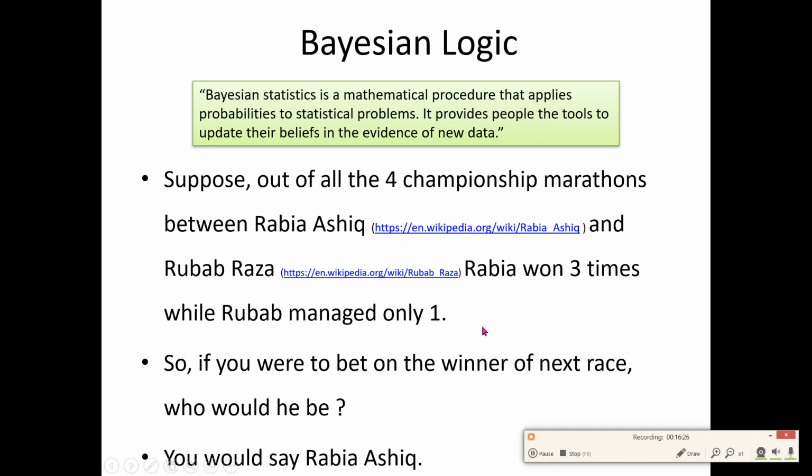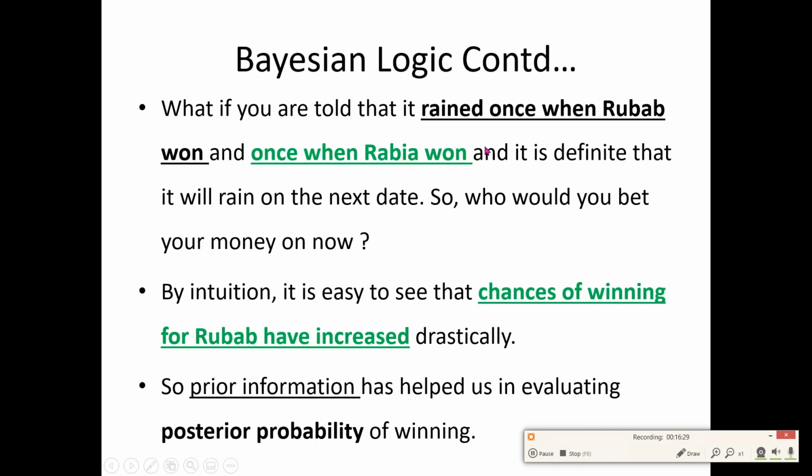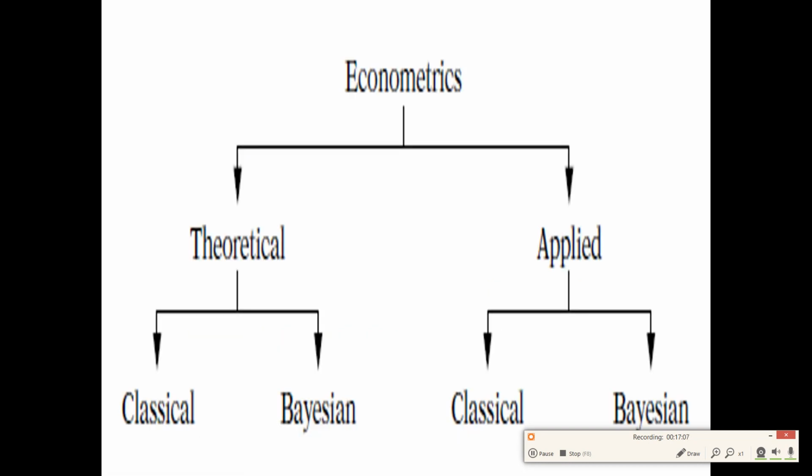But now what's new here? It rained once when Rubab won and once when Rabia won, right? So now you can see that the chances of winning of Rubab have increased, right? So prior information has helped us in evaluating the posterior probability of winning. So don't get confused by this term posterior probability. It is just the updated probability based on the updated information that you have got. So this is Bayesian logic, right? Okay.